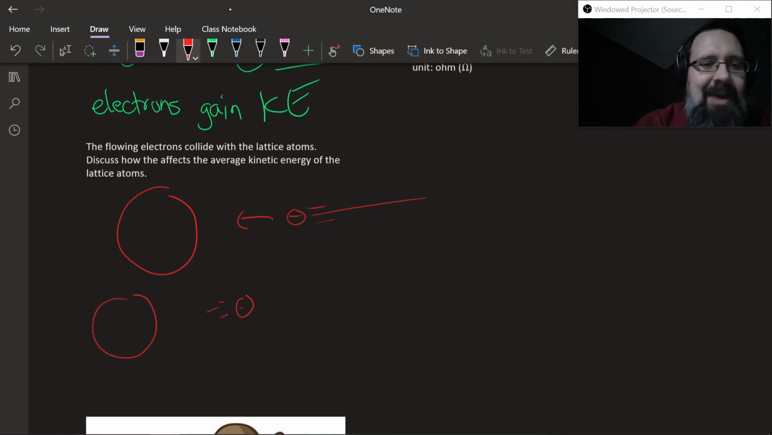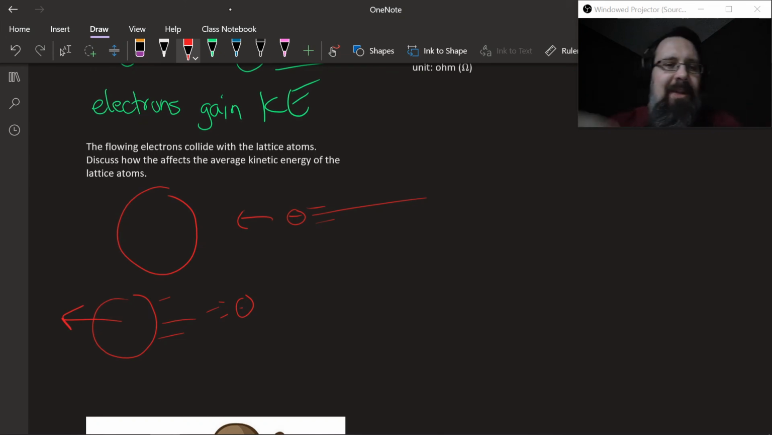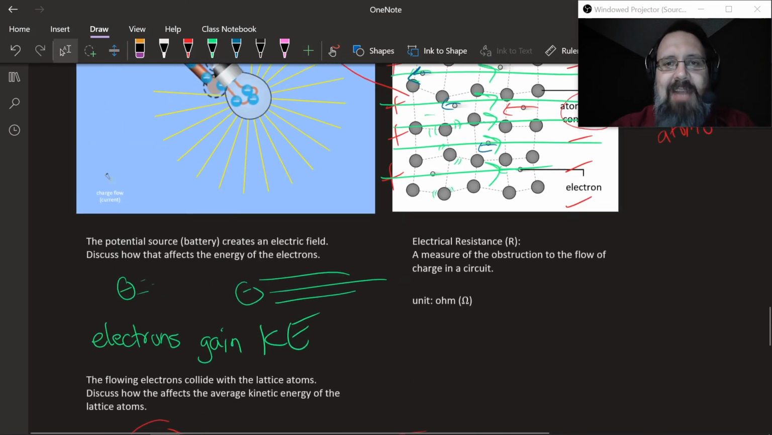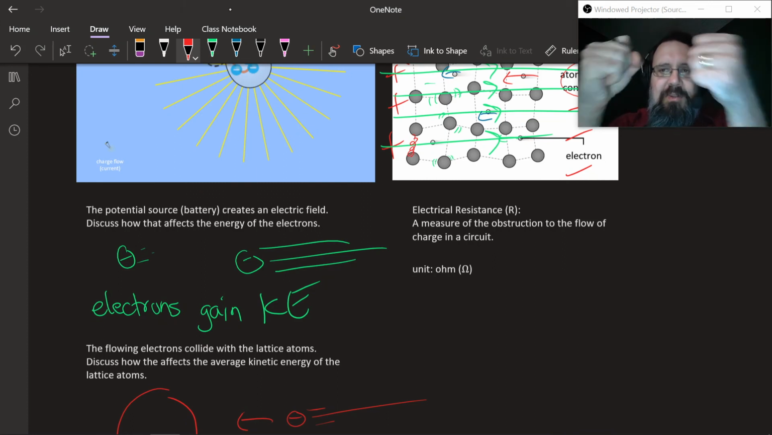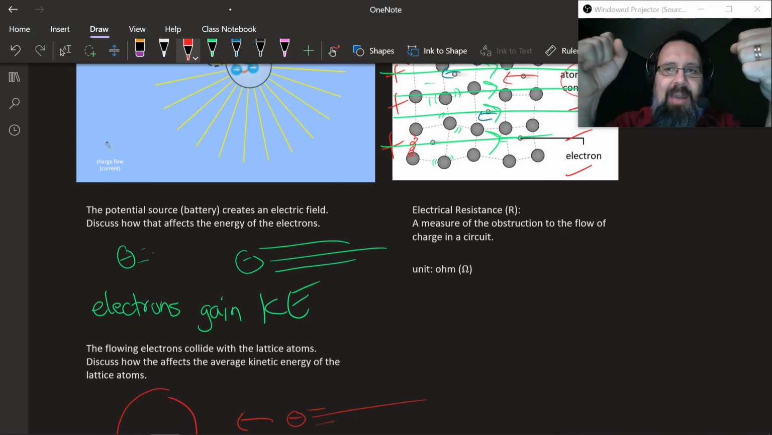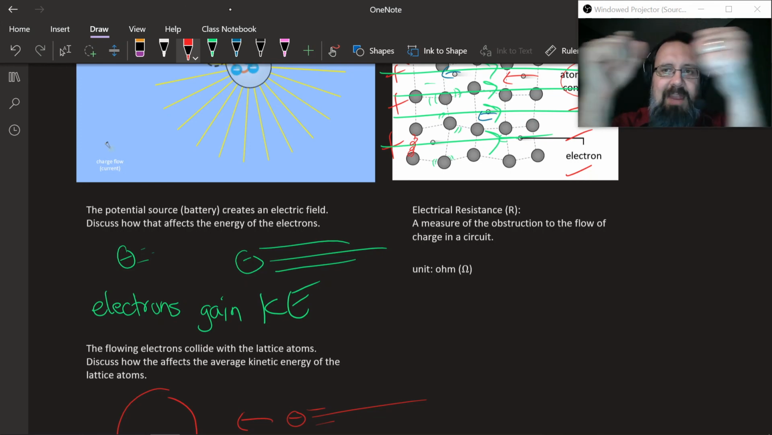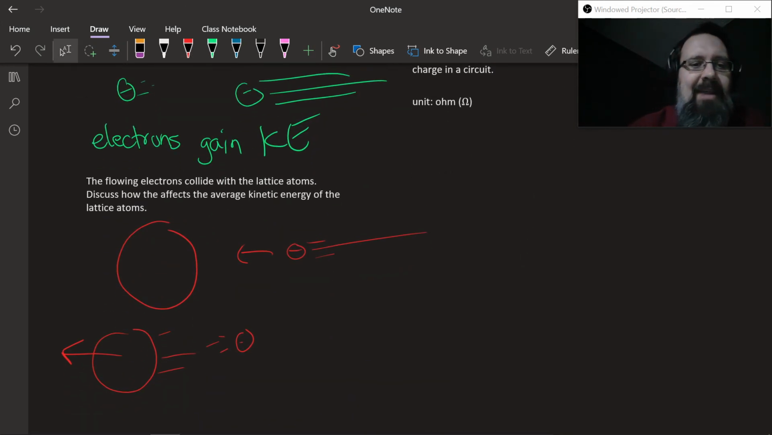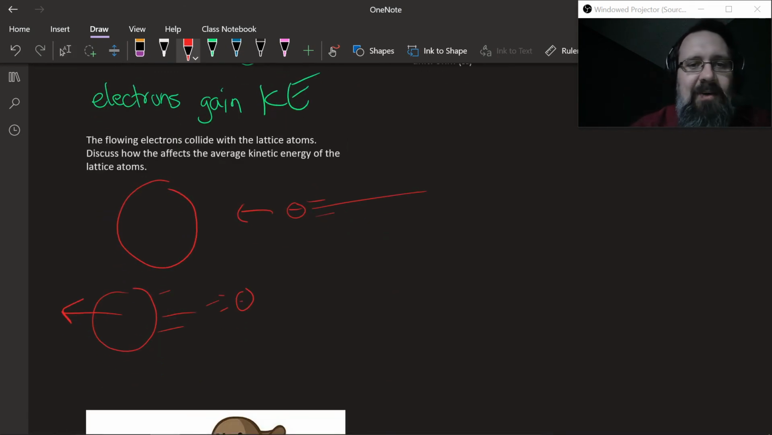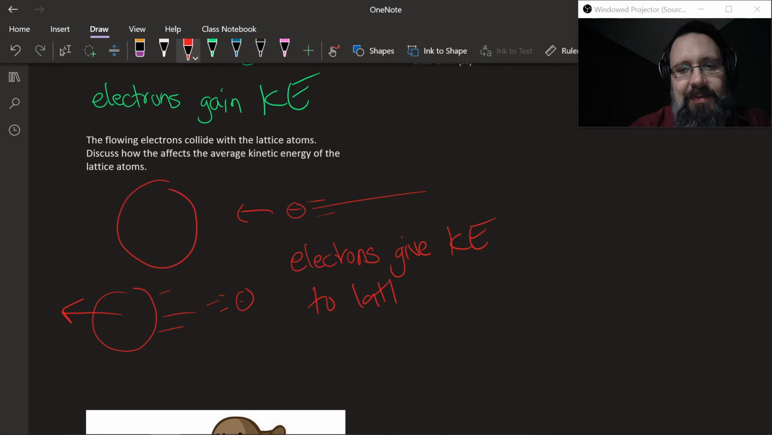And then the lattice atom will actually end up moving. But the problem is that the lattice atoms are actually attached to each other. Like they're bonded to each other. They exert forces on each other. So as soon as you move one this way, the other atom is going to pull it back. And so they end up just vibrating with each other instead. So what ends up happening is that the kinetic energy of the lattice atoms goes up. So the electrons give kinetic energy to the lattice atoms.